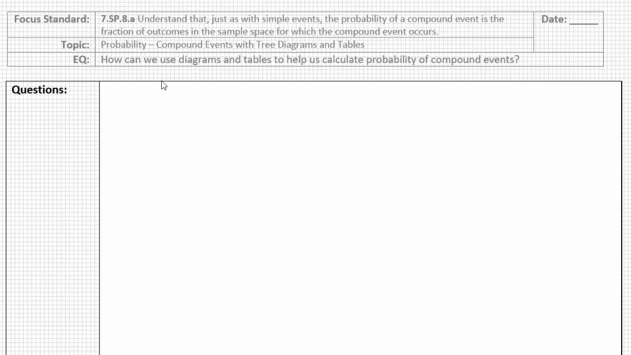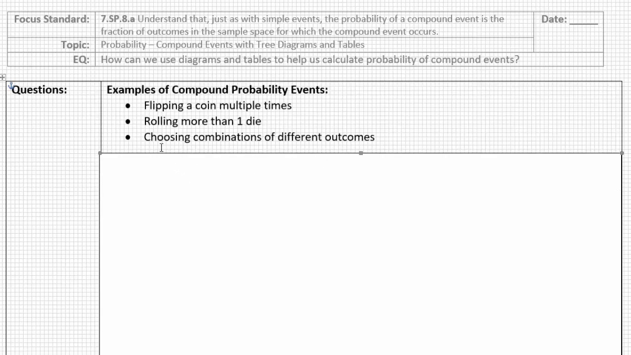So today, as we mentioned in the topic, we're talking about compound events. I want to start with some examples of what compound events are. Here are three: flipping a coin multiple times, rolling more than one die, choosing combinations of different outcomes. These three and many more are examples of compound probability because we're looking at more than one thing happening in a sequence or at a time.